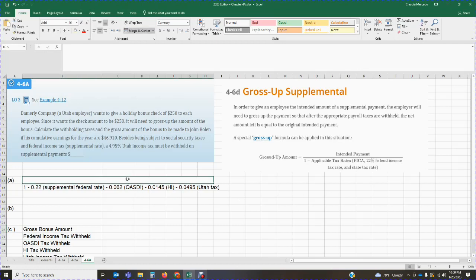So we're going to use that formula to calculate our payments. We are trying to calculate the grossed up amount. We know that we want our payment to be $250 to our employees. I'm going to divide that by 1 minus our supplemental federal rate, which is 22%, given to you in the formula, minus your OASDI, which is 6.2%.